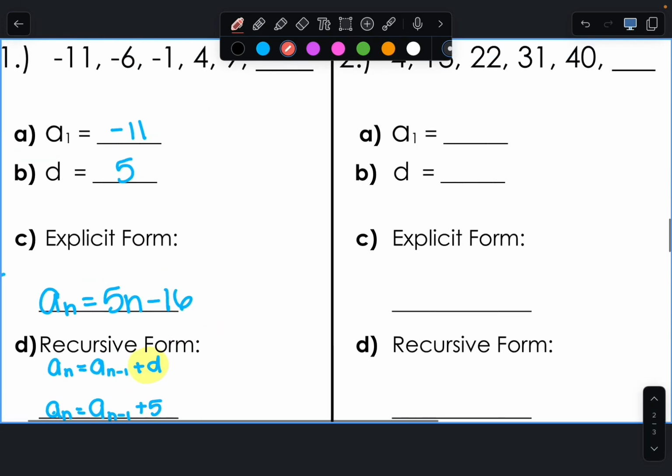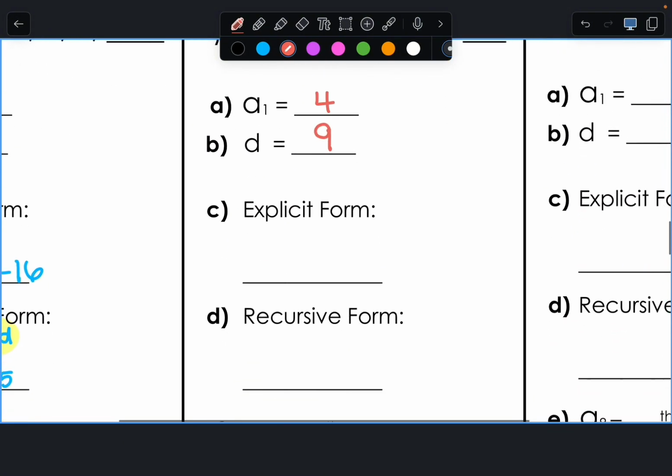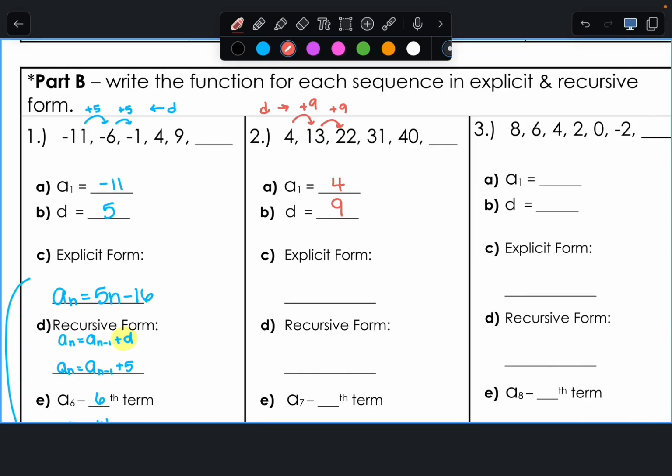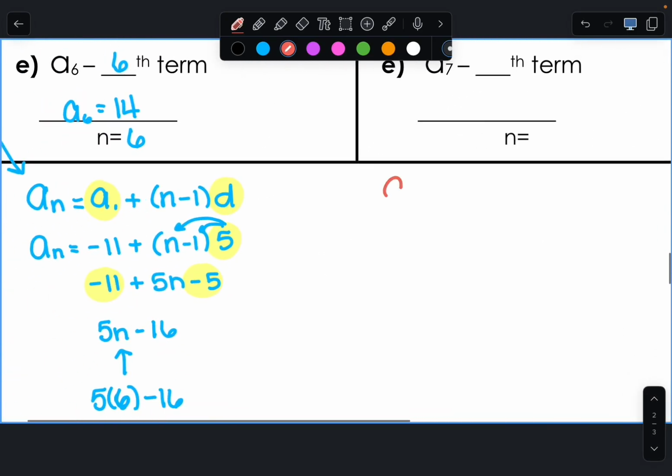Okay. Number 2. What is the first term in the sequence? 4. Take it from 4 to 13, plus 9. 13 to 22, plus 9. So those numbers are what? d, my common difference. Those are the numbers that I need to plug into my formula. We get a sub n equals, what is my first term again? 4. 4 plus n minus 1 times 9.